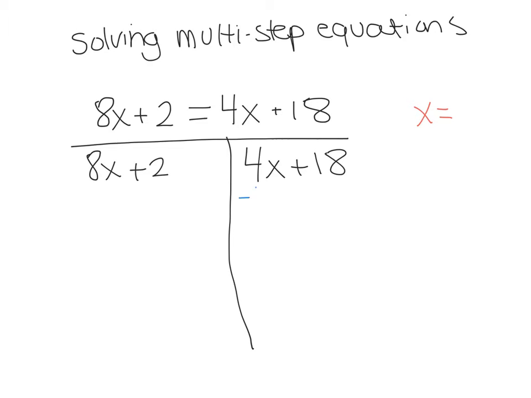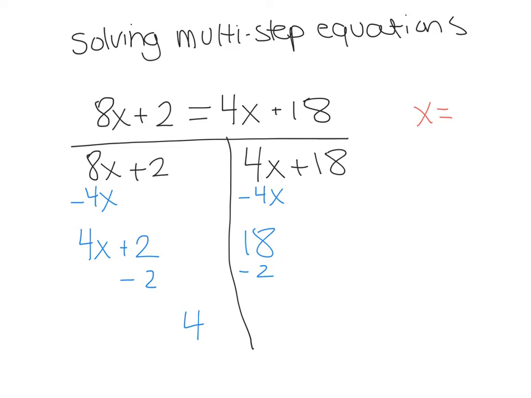Correct. We want to take away 4x from both sides. It's like removing the gummy bears. If we had 4 gummy bears and 18 M&Ms on the right, we have 8 gummy bears and 2 M&Ms on the left. When we take away 4 gummy bears from each side, we've got 4 gummy bears left plus my 2 M&Ms, but only 18 M&Ms here on the right. All right, so let's take away 2 M&Ms from each side.